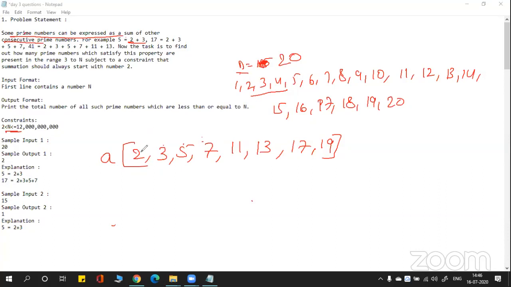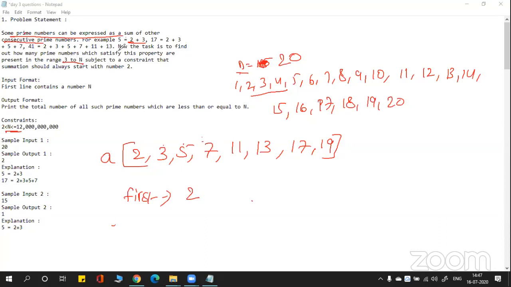Can I take 2? For example, what is the first number? The first number is 2. Can I count 2 as the output? Can I take 2 into consideration for the count of the output? Actually, no, because the constraint says the summation should always start with number 2, in the range of 3 to n.